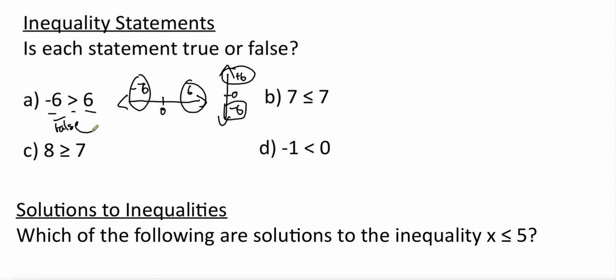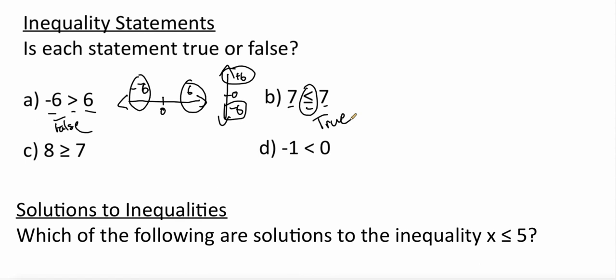Let's try the next one. It says 7 is less than or equal to 7. Well, I'm looking at that. 7 is actually equal to 7. But this sign also has an equal sign in it, so this one here is true.